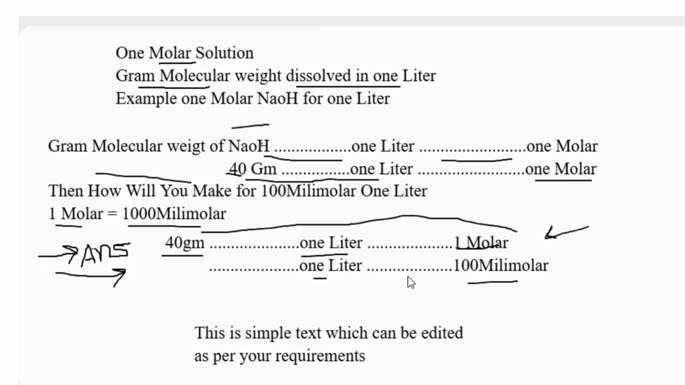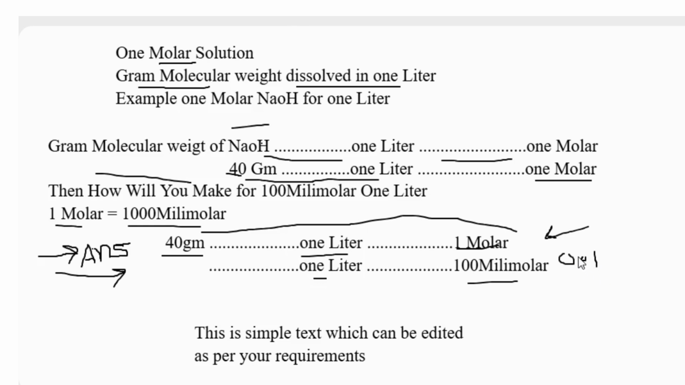Then we have to divide this 100 millimolar by the principal molar value, like 1 molar. But the unit should be the same. This 1 molar is equal to 1000 millimolar, right? Then 100 millimolar divided by 1000 millimolar, correct? The answer will come 0.1. If you divide 100 millimolar by 1000 millimolar, the answer will come 0.1.